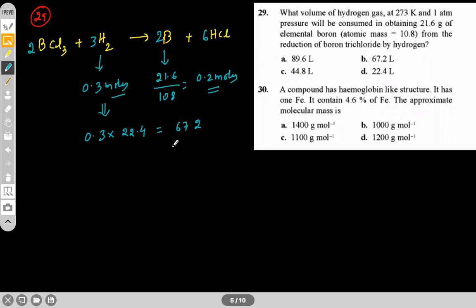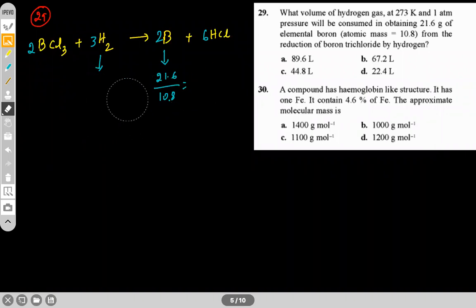Okay. Did I miss something else? Yeah, I have missed one thing here. The calculation has just a small mistake over here. 10.8 is the atomic mass. So 10.8 means we are getting 2 moles. So just a correction, guys. We have 2 moles here, so this will also get corrected.